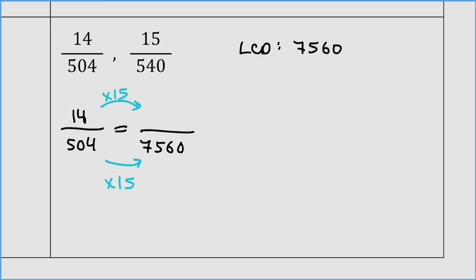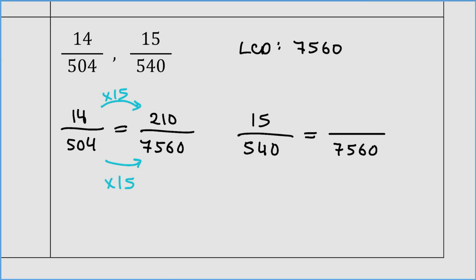That is a good question. 210. I'm using my calculator. So no shame if you have to use your calculator. What about 7560 divided by 540? Well, that's going to be 14. That's kind of cool. Times 14. So I need to multiply the top by 14. 15 times 14, well, is the same thing as 14 times 15, which is 210.